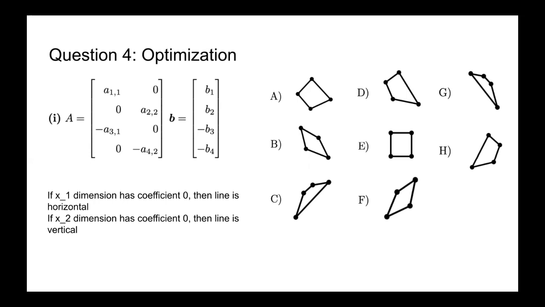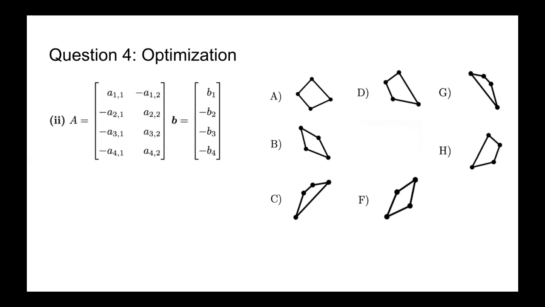And since all of our constraints in this first problem have only one dimension coefficient and the other one is 0, then that means there's going to be 2 horizontal lines and 2 perfectly vertical lines. And the only region that satisfies that constraint is going to be region E.